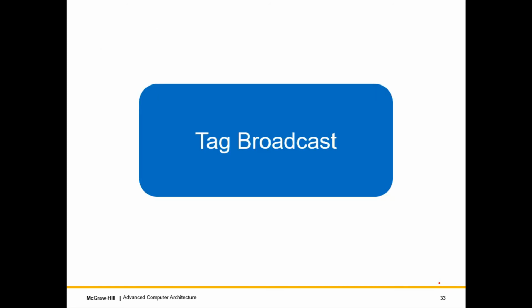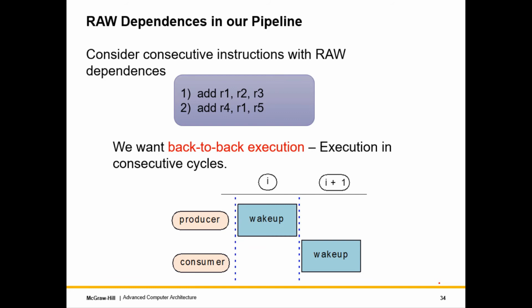Now let's come to another important and rather critical issue, which is how do we broadcast the tag and when do we broadcast the tag. So let us quickly look at this short snippet of assembly code. These are consecutive instructions with a RAW dependency, and so this is writing to R1, reading from R1. So even after renaming, the read after write dependence would remain. This would of course be in physical registers, but nevertheless there would be a dependence.